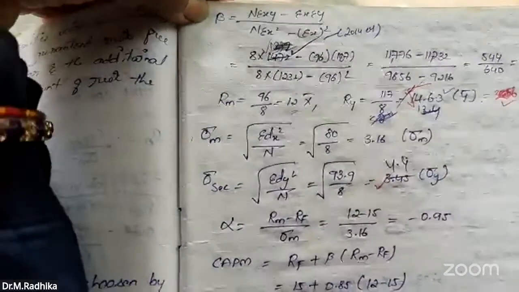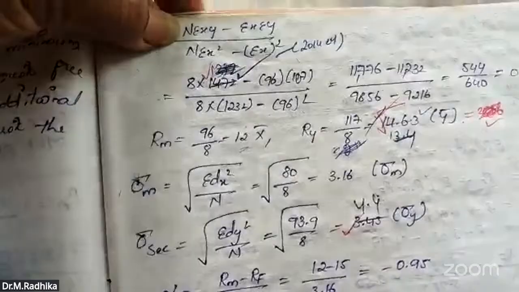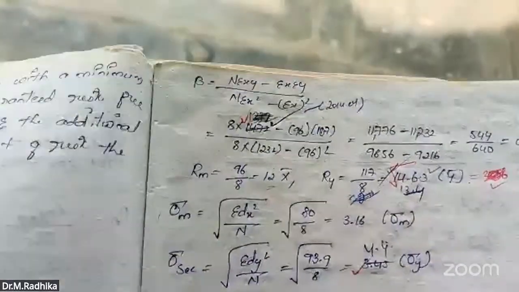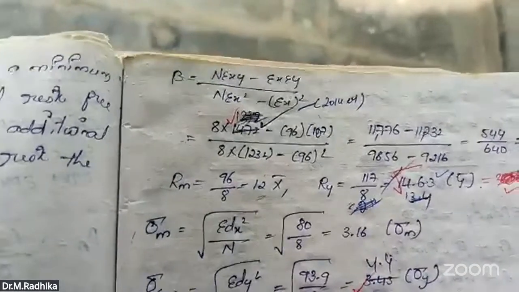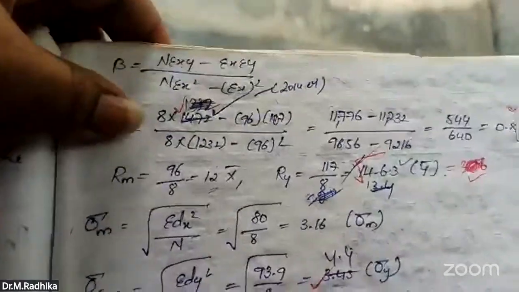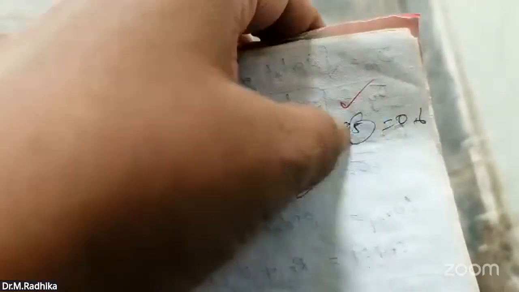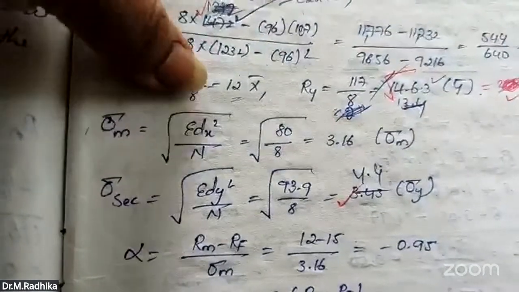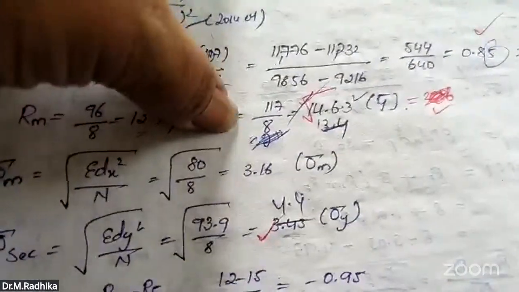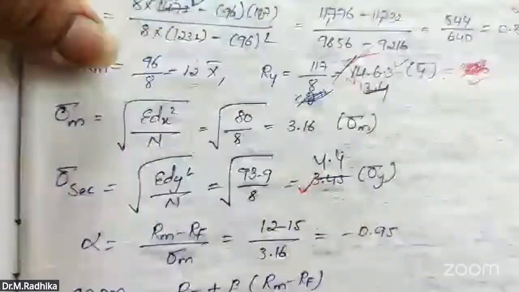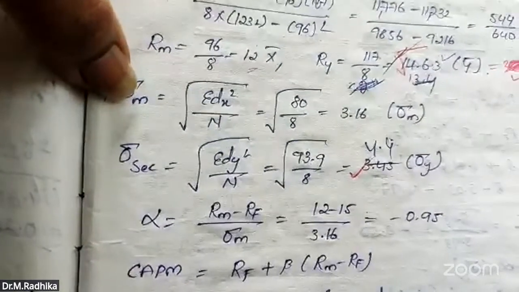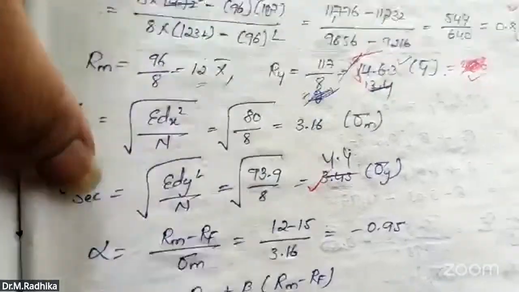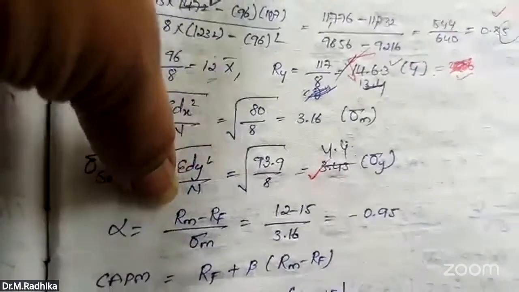So beta formula: n into summation xy minus summation x summation y, divided by n into summation x square minus summation x whole square. After applying in the formula, we got beta is this. Then return on market is summation x by n, return on security is summation y by n. Risk on market is the square root of summation dx square by n. Risk on security is the square root of summation dy square by n.